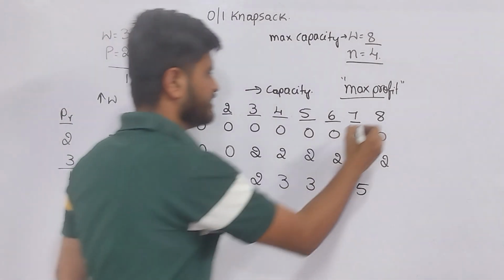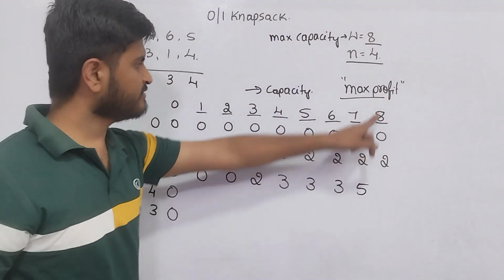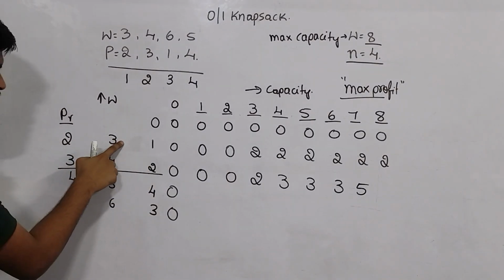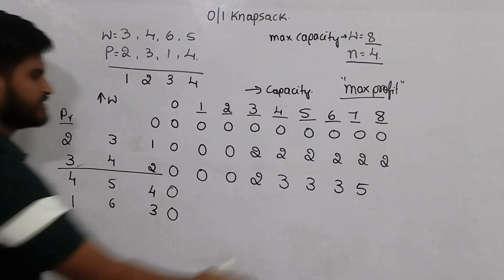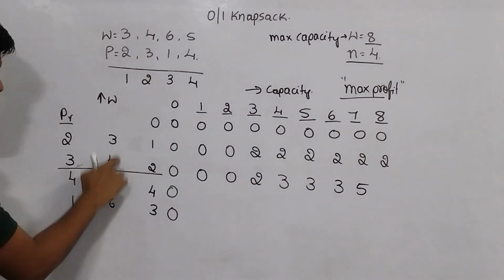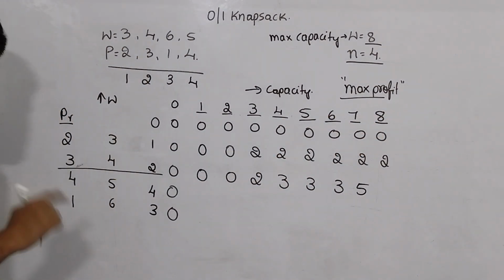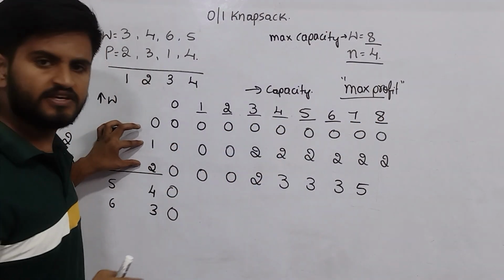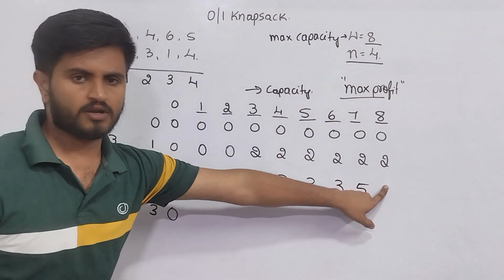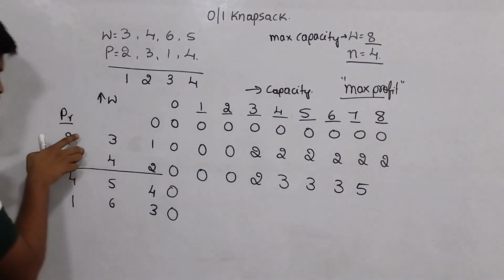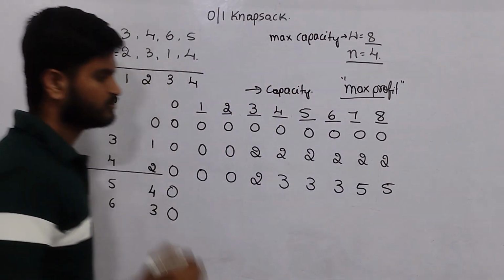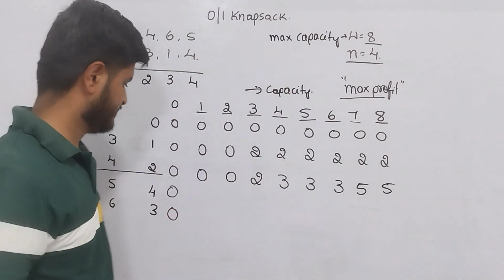Now let's move to here. The capacity is 8. We have 2 objects, 3 and 4 are its weight, which are less than 8. If you combine them, 4 plus 3 will be 7, which is less than 8, so you can place both of these in this column or this box. So their profit will be 3 plus 2, 5. So just try to maximize the profit.